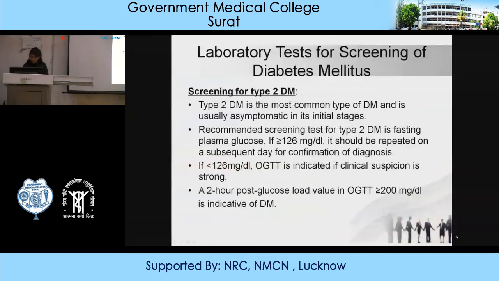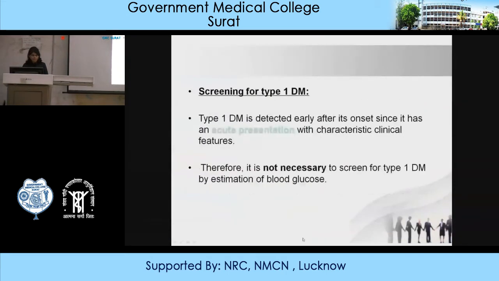Okay. Now, do we need to screen patients of type 1 diabetes mellitus? I guess the answer is no. Type 1 diabetes is detected early after its onset, since it has an acute presentation, as we discussed earlier, with characteristic clinical features. So it is less likely that we will miss this kind of patient. Therefore, it is not necessary to screen for type 1 diabetes by estimation of blood glucose.